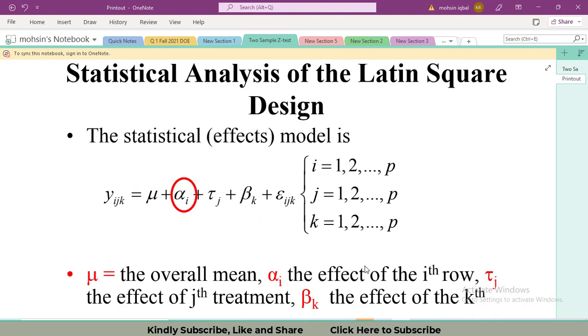Let's discuss the mathematical model. In this mathematical model, each observation, represented by yijk, is equal to mu, that is the overall mean. Alpha i is the effect of the ith row. We have 5 different rows there. Then tau j is the effect of treatments. We have 5 different treatment levels represented by A, B, C, D, E. Bk is the effect of blocks. So we have 5 columns that represent our operator factor, and epsilon ijk is basically the residual term.